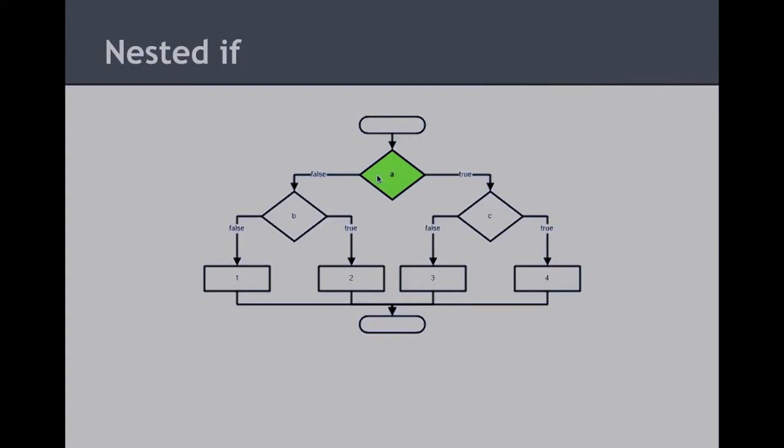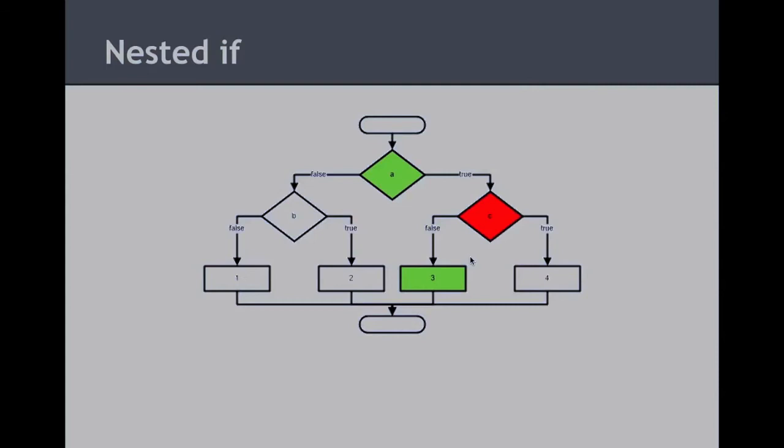And if it's true, which we're using the green color to represent, then we'll take the true branch of that if statement, but that in itself is another if. It's going to evaluate expression C. So if the second if, which is nested in the true part of this if, is also true, then statement number 4 is the one that is executed. On the other hand, if we evaluate A to true, but C is false, which we'll represent with the red color, then statement number 3 is the one that is executed.